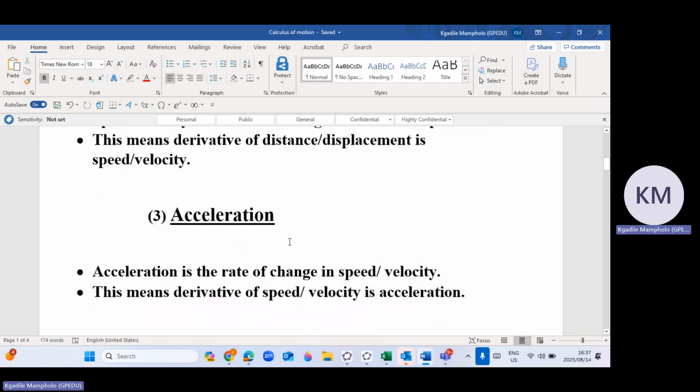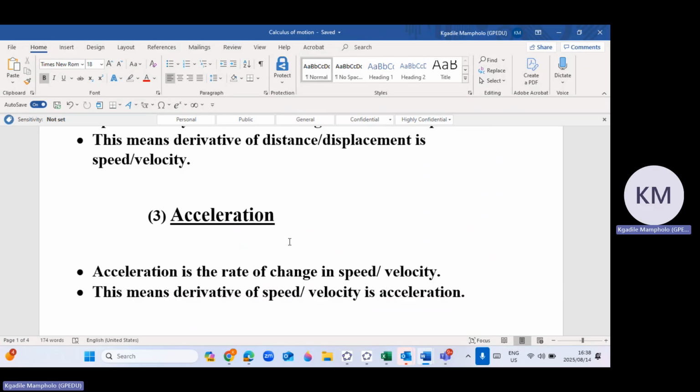Acceleration is the rate of change in speed or velocity. So if you know the expression for the velocity or speed, and you are required to determine the expression for acceleration, it means you will differentiate that expression of velocity or speed to get the expression of acceleration.